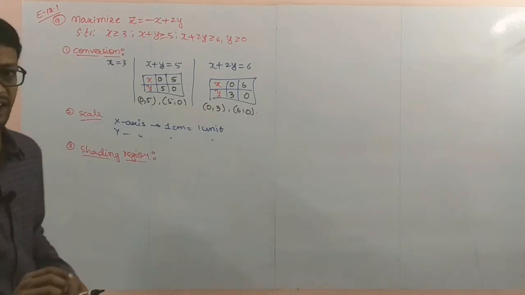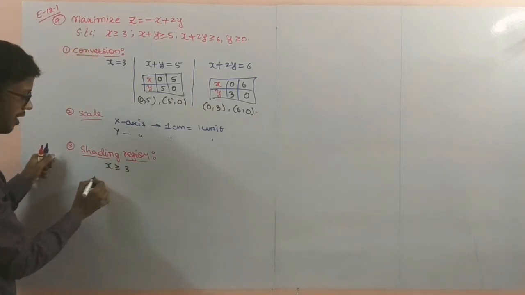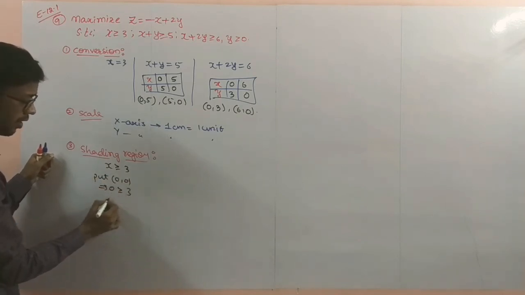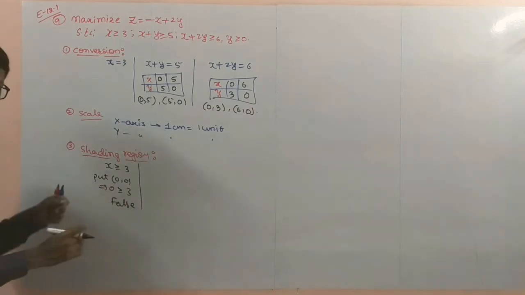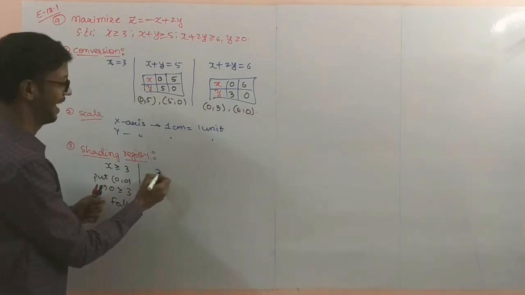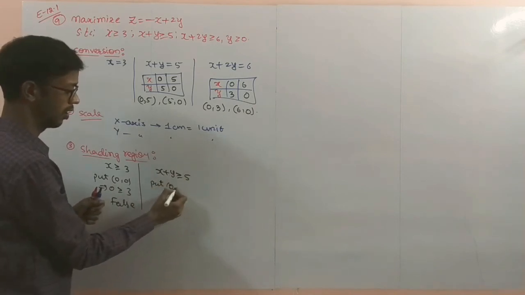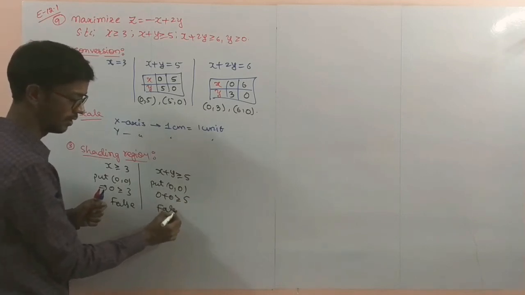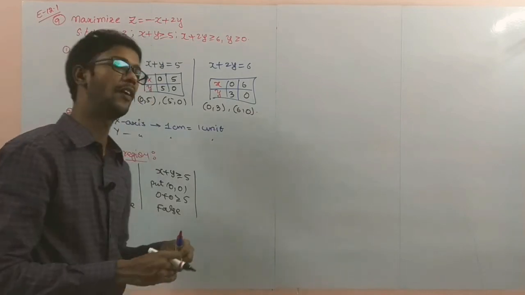For the shading region, take the first inequality, x is greater than or equal to 3. Put (0, 0): 0 is greater than or equal to 3. The statement is false, so excluding (0, 0), you have to shade. First one completed. Next one, x plus y is greater than or equal to 5. Put (0, 0): 0 plus 0 is greater than or equal to 5. The statement is false, so excluding (0, 0), you make the shading here.